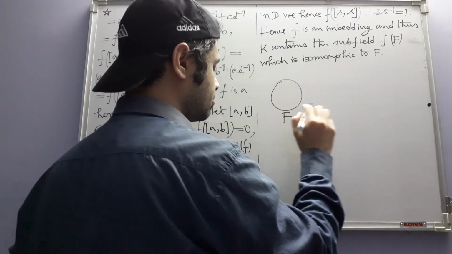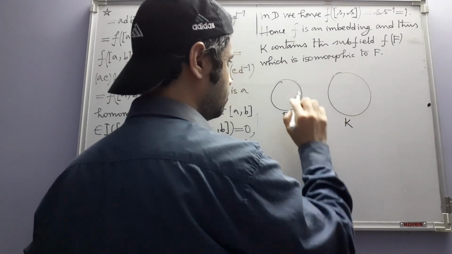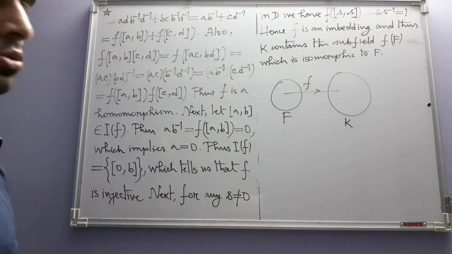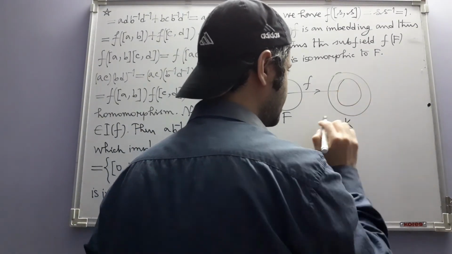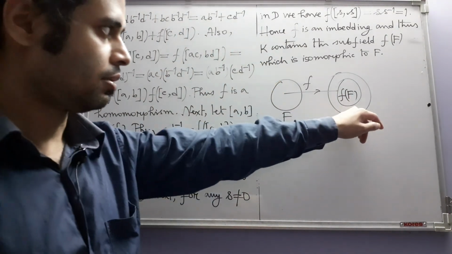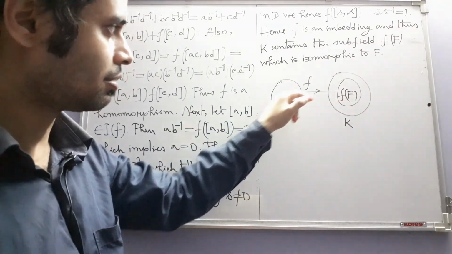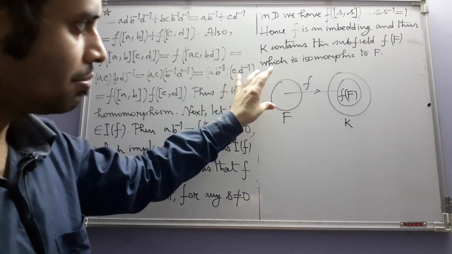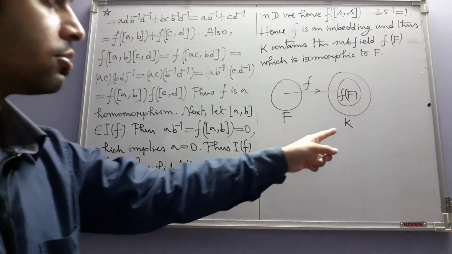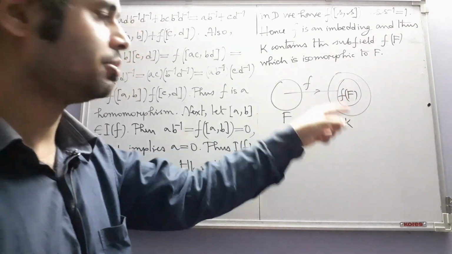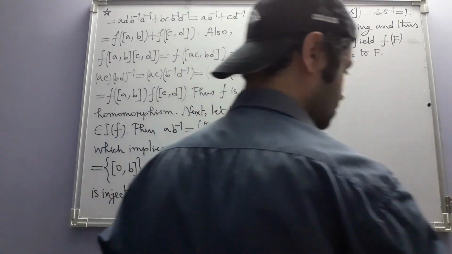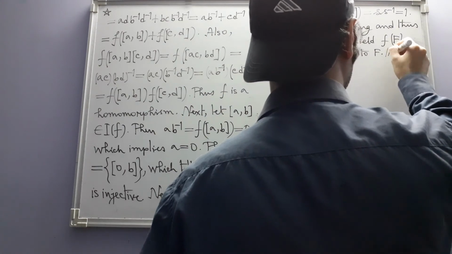this is our F, this is our K. We have proved that our function f is a homomorphism and one-to-one. And if instead of K we are considering the image itself, then with this as range, the function is clearly onto. So it's a bijective homomorphism, and that's why this F and f of F are isomorphic. So K contains an isomorphic copy of F. And the solution ends here.